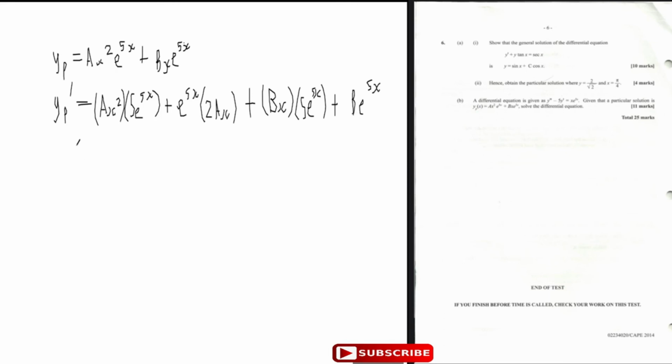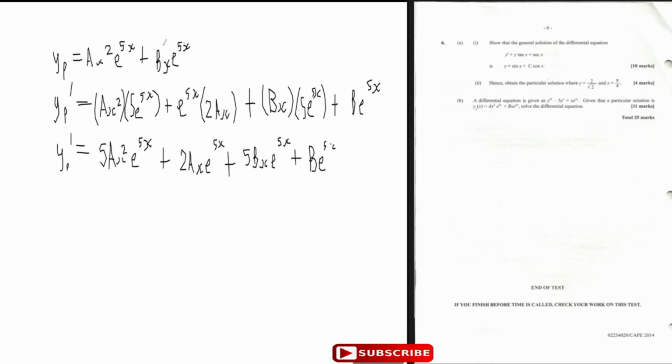So all I'm going to do is write this out a little bit better. YP prime is going to be 5 times a is 5ax squared e to the 5x, plus this can now be written as 2ax e to the 5x, plus this can be written as 5bx times e to the 5x, plus b e to the 5x. Nice and easy. So that's what we have.